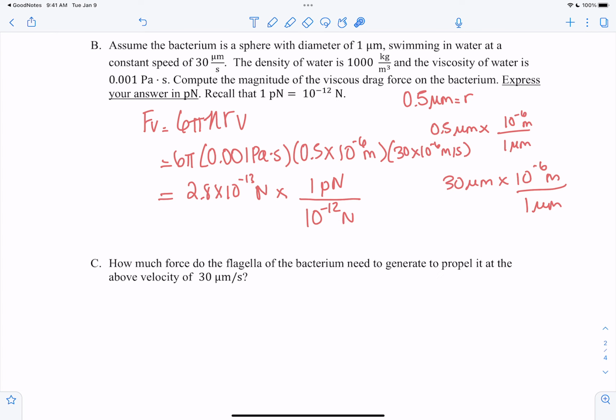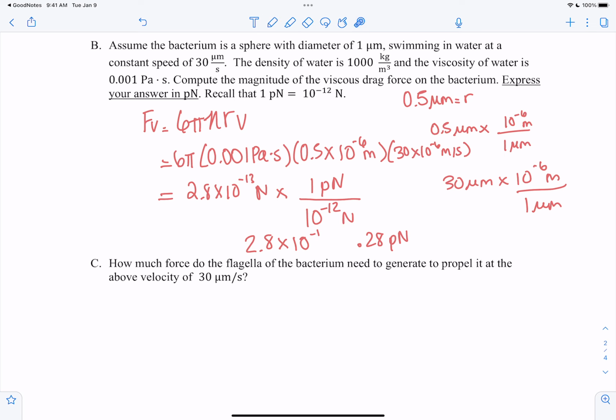But yeah, and then that, let me calculate that out real quick. Actually, I don't think you even need to. Plus negative 13 plus 12, that should give you 2.8 times 10 to the negative 1, basically. So 0.28 piconewtons, I believe, if I didn't mess up that math.